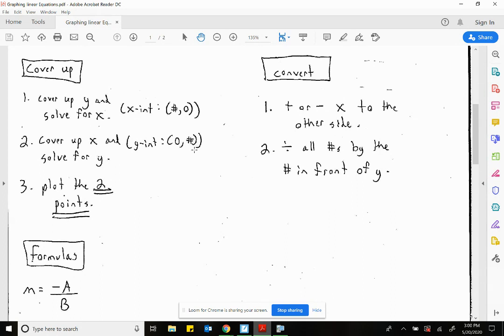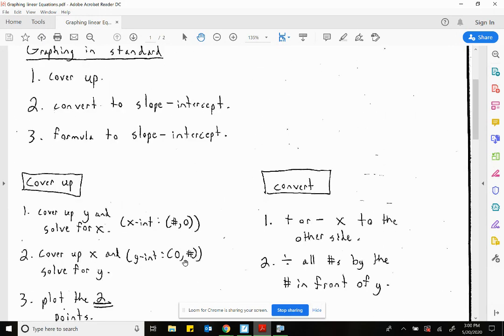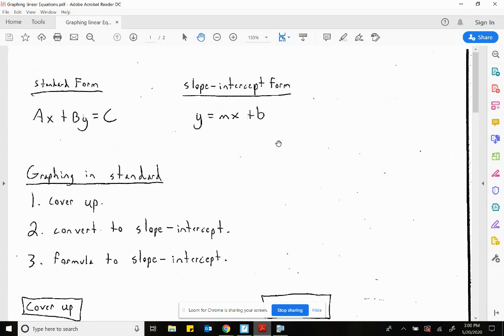They want y-intercepts given to us a couple different ways. Sometimes they will just ask you for the b value. Sometimes they will ask you for the point. You'll see that as we go through and work these. So remember that the b is the y-intercept. Over here, this is standard form. This is ax + by = c.